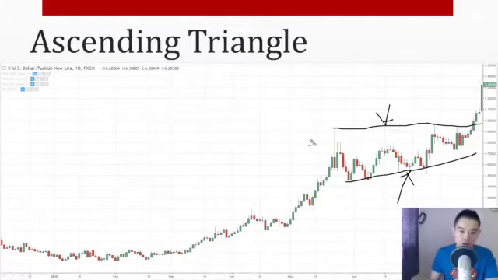So over here, you can see that now 1 touch, 2 touch, 3 touch. I know the drawing's horrendous. I agree my drawing is bad, right? But the main thing is to understand the concept behind it. And this pattern over here, right, is what we call an ascending triangle.